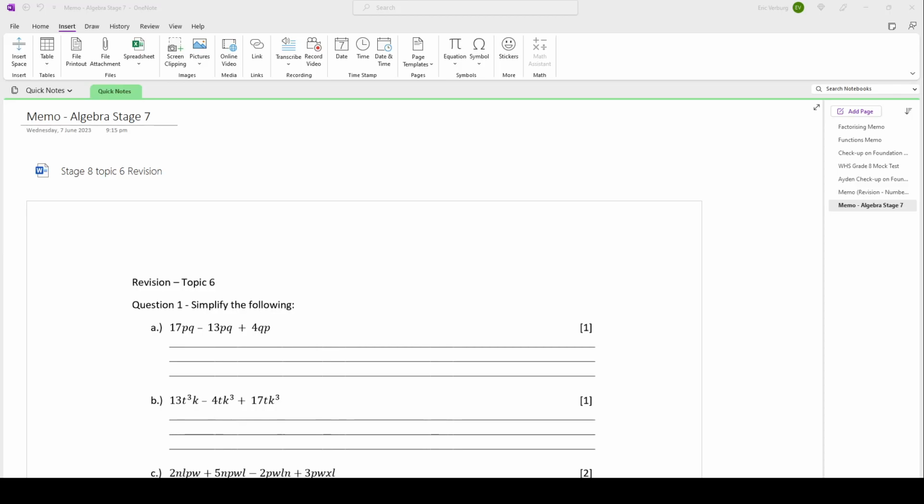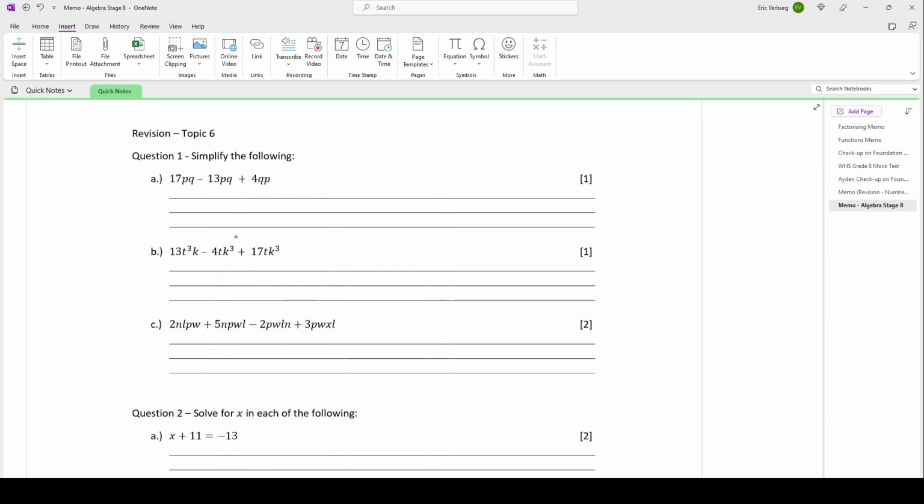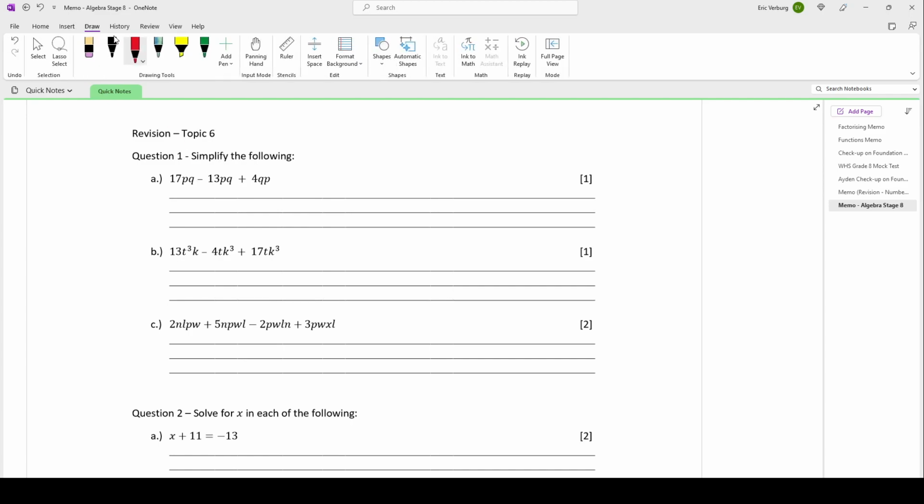Alright, let's look at the memo for the algebra part. Okay, so this is the stage 8 memo. For stage 8, first up we have simplify the following. Here we have some numbers and letters, some algebra things.